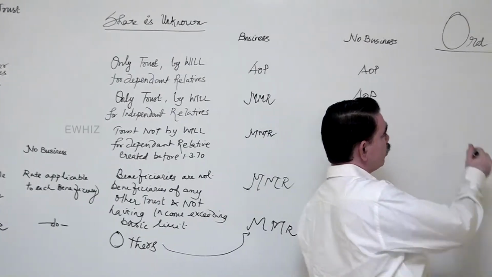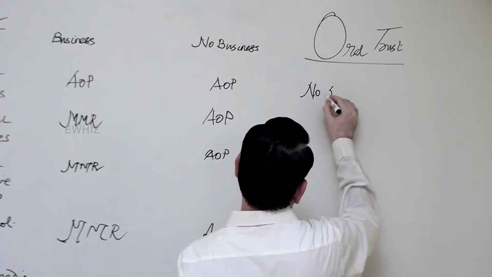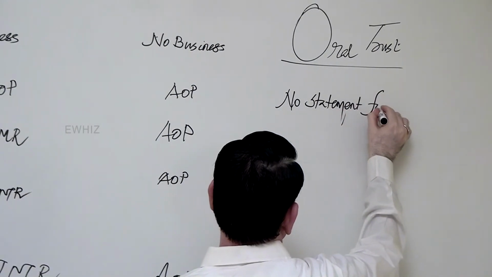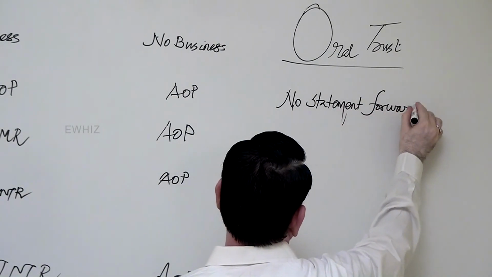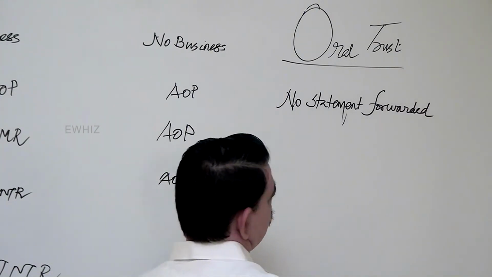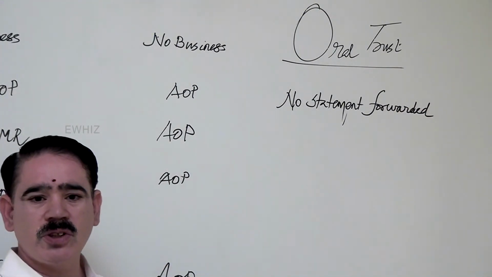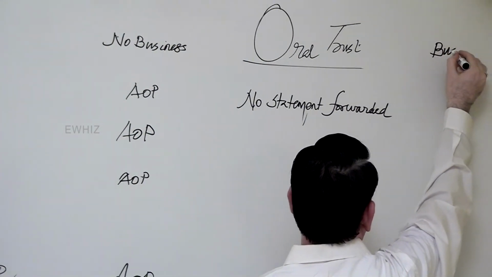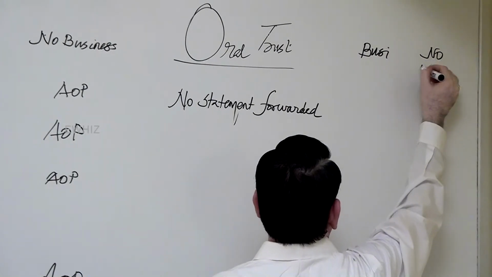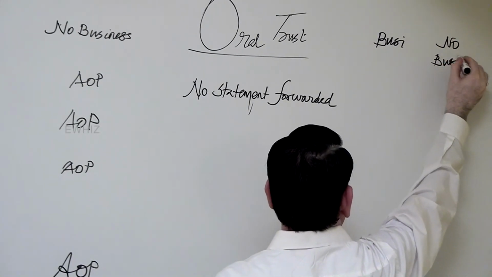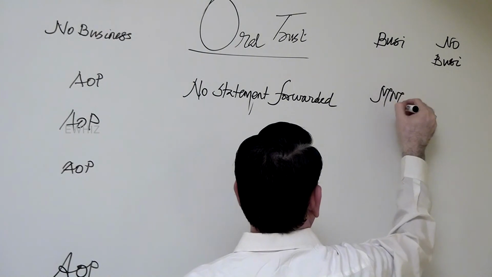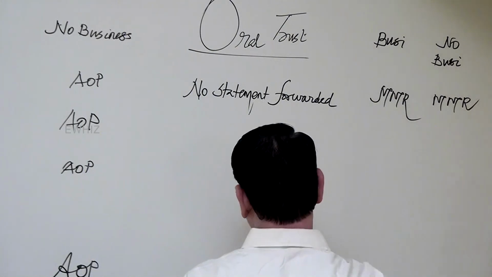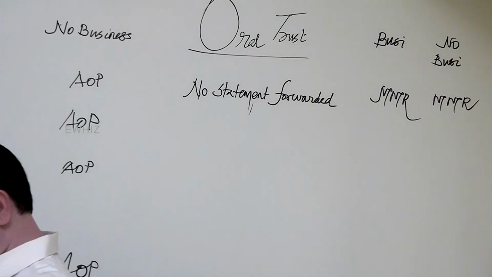In a case where no statement is forwarded within the stipulated time, whether or not you have business, in both cases, since the statement is not forwarded, the rate of tax will be at MMR. So, how to remember these principles?